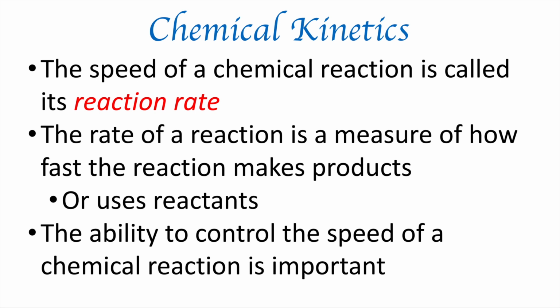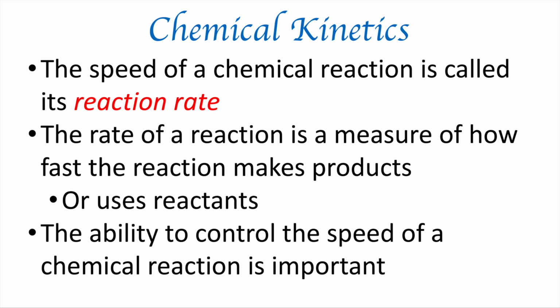So in chemical kinetics, the speed of a chemical reaction is called its reaction rate. In other words, how quickly does that happen here? So the rate of reaction is a measure of how fast a reaction makes products or uses reactants. So you could either be looking at the product side or you could be looking at the reactant side. So the ability to control the speed of a chemical reaction is important.